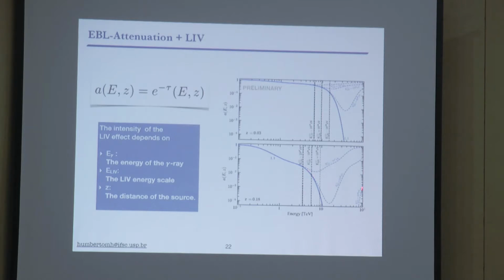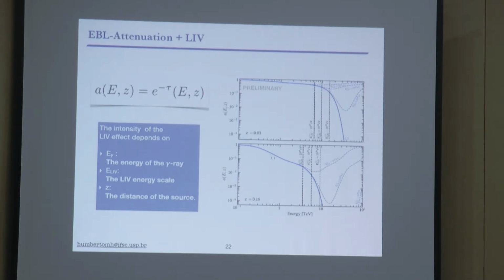In addition to that, here I have three LIV scenarios for three different LIV scales, and you can see that there is a prediction of a recovery of flux at higher energies, above 10 TeV for this redshift, and higher for this redshift.